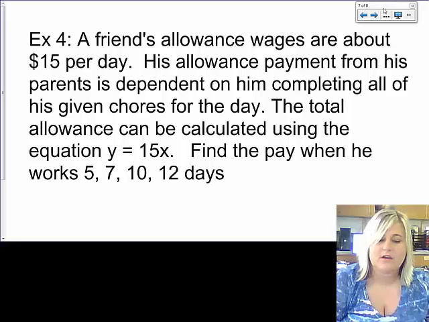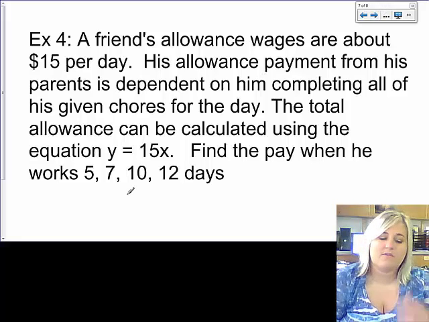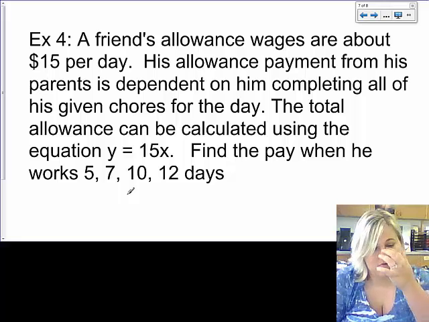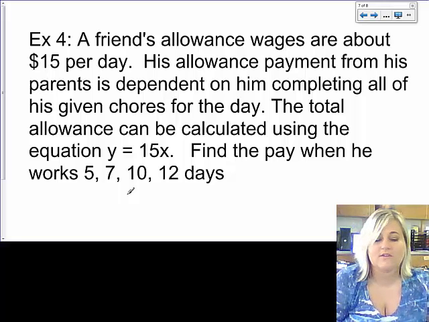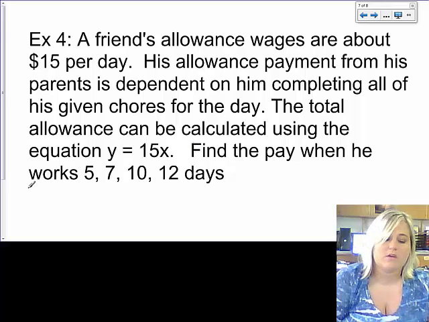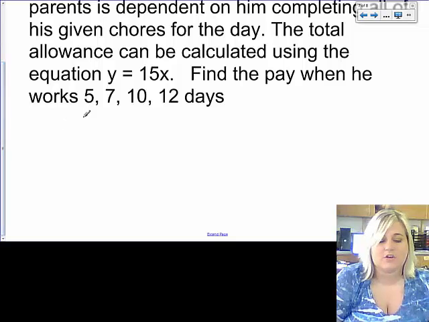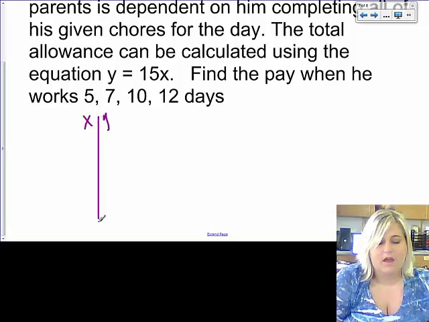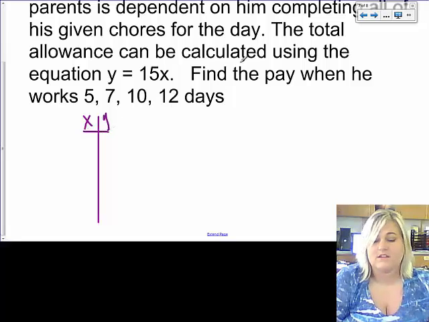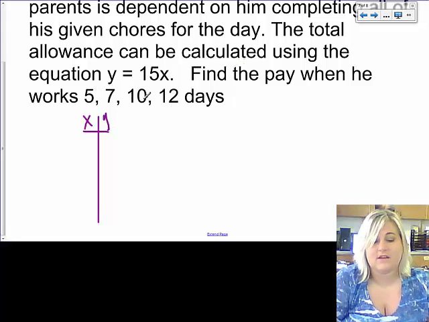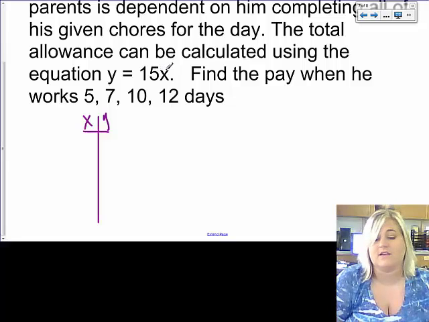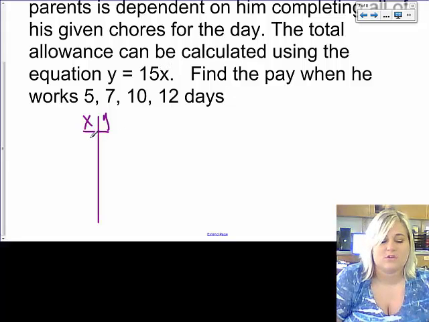Final example here. A friend's allowance wages are about $15 per day. His allowance payment from his parents is dependent on him completing all of his given chores for the day. The total allowance can be calculated using this equation, which is y equals 15x. Find the pay when he works 5, 7, 10, and 12 days. So essentially what we're doing here is creating a t-chart. It says find the pay when he works 5, 7, 10, and 12 days. He's getting paid $15 a day, so x is representing days. So we're going to plug in 5, 7, 10, and 12.